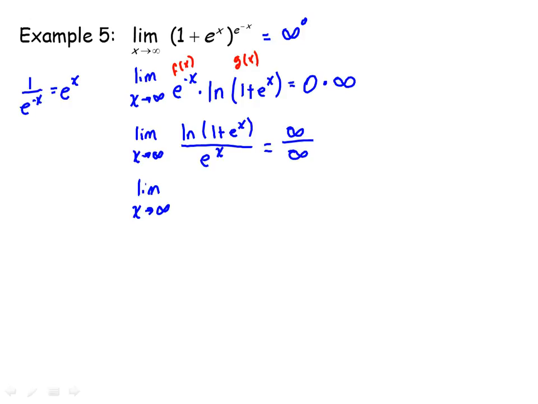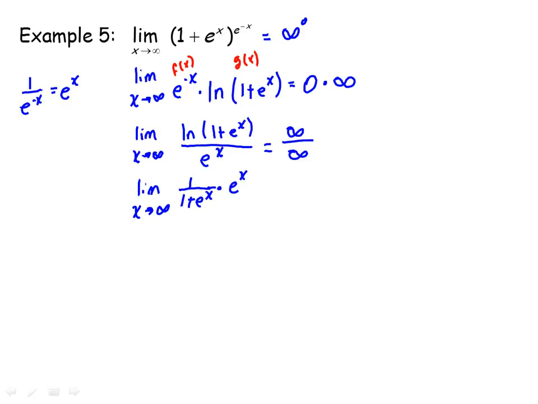Alright, which means we're going to have to take the derivative. Okay, so the derivative of the natural log of u. What's the derivative of natural log of u? 1 over u, which you know u is 1 plus e to the x, right? Times what? The derivative of u, which is going to be e to the x.